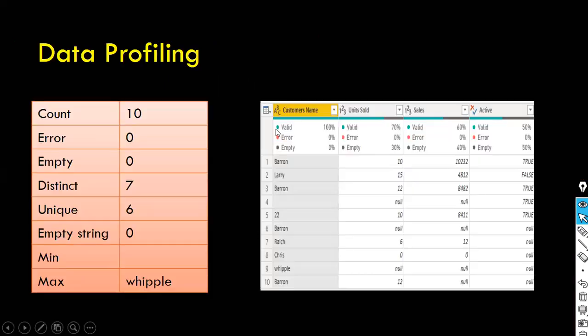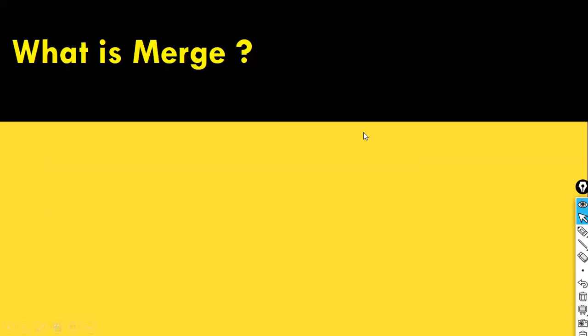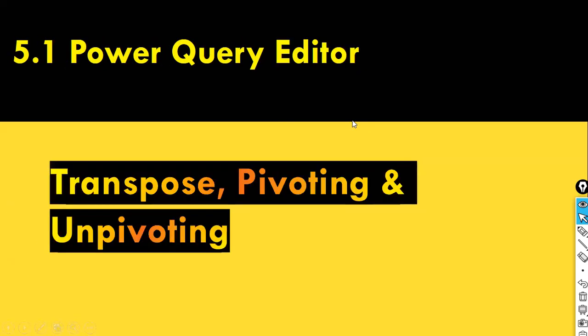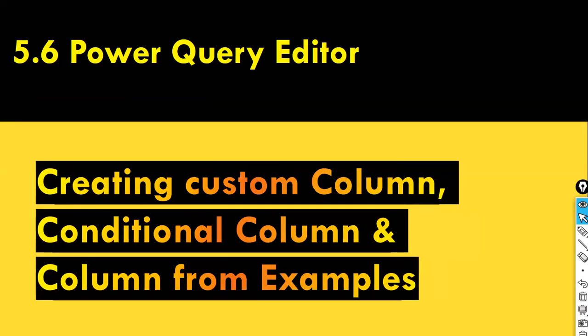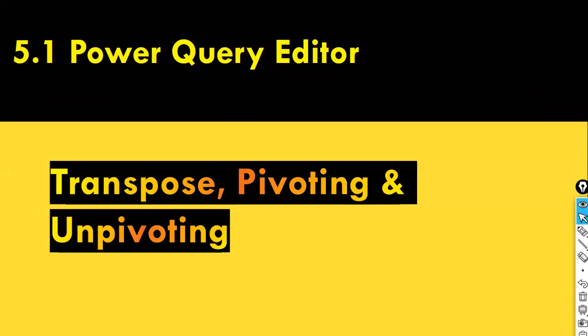Okay. So first of all, what is pivoting? Pivoting is something like converting the rows to columns. Okay, converting your rows to columns. That is what you are pivoting. Rows to columns, and the unpivoting is the opposite. Okay, unpivoting is the opposite.